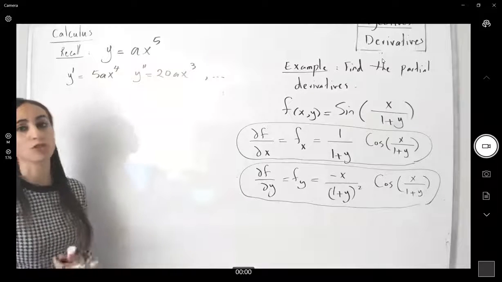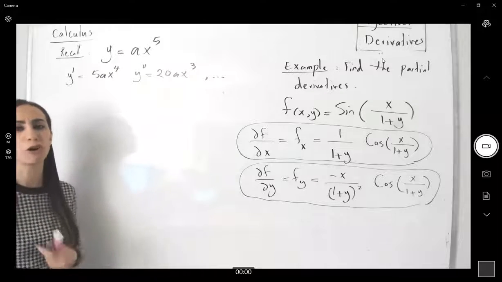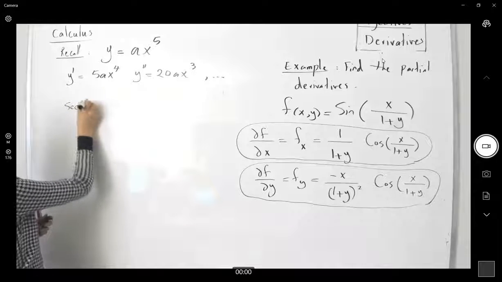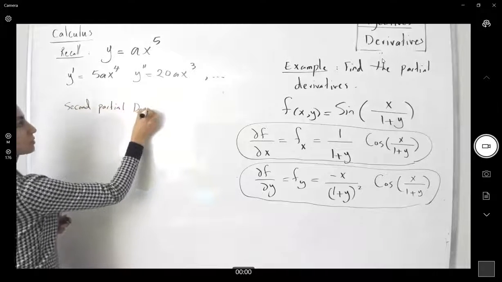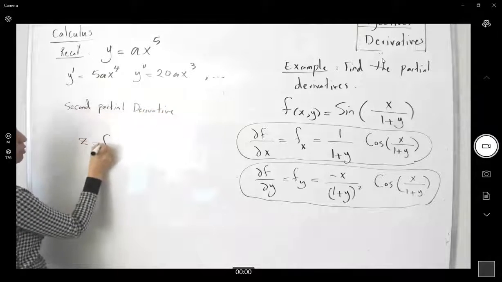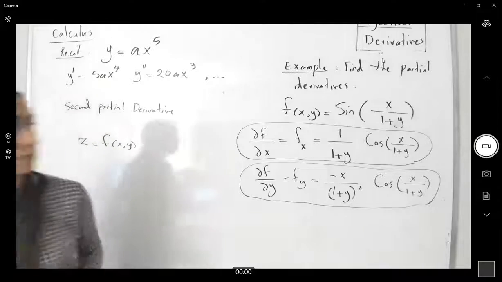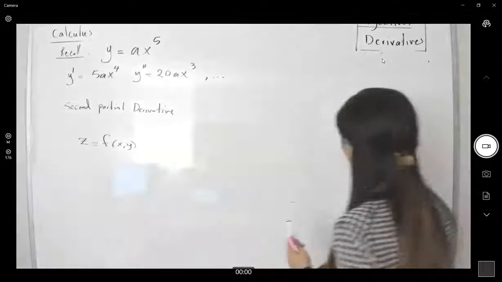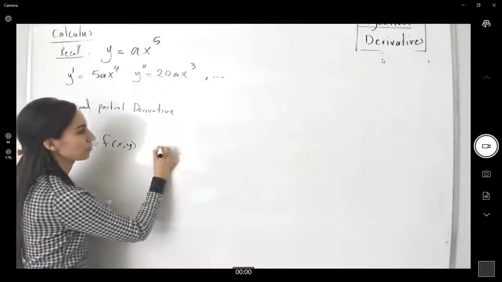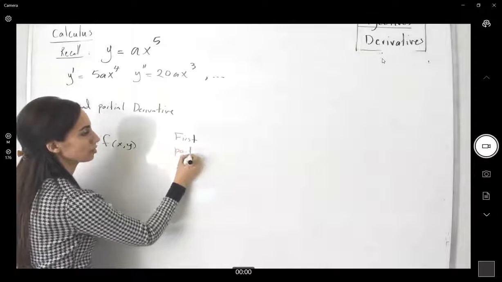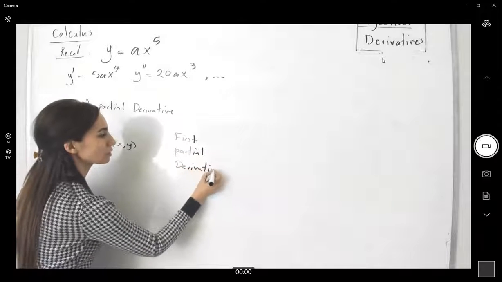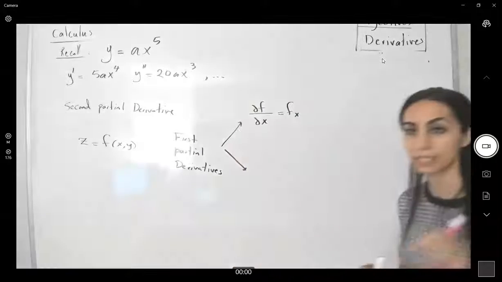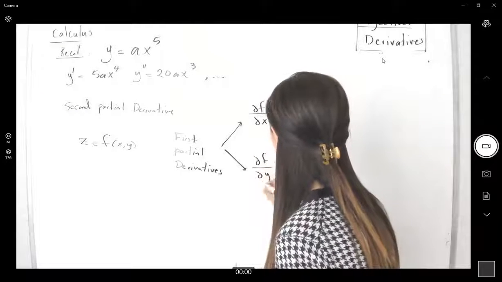You have the exact same thing with partial derivatives. You can keep taking the derivatives of partial derivatives. But note that here you have two variables. So, second partial derivatives. You have function z equals f of x and y. Okay, so we can take the first partial derivatives this way. Partial derivative of f with respect to x, or f sub x. We can take the partial derivative of f with respect to y as well, f sub y.